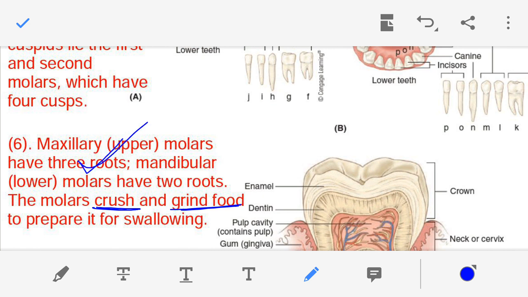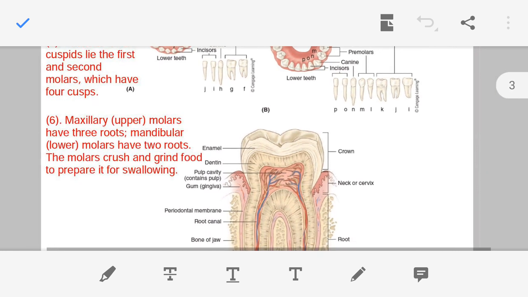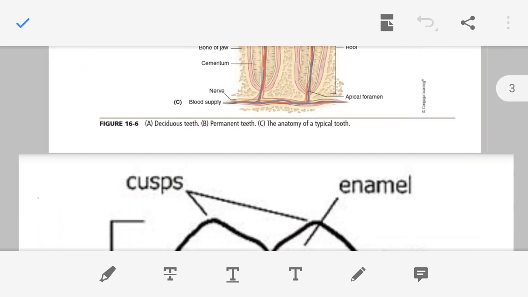So this is regarding the maxillary molar and the mandibular molar. Now we are moving on to the seventh point of our discussion.